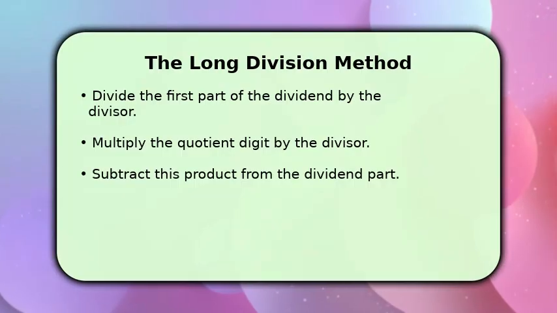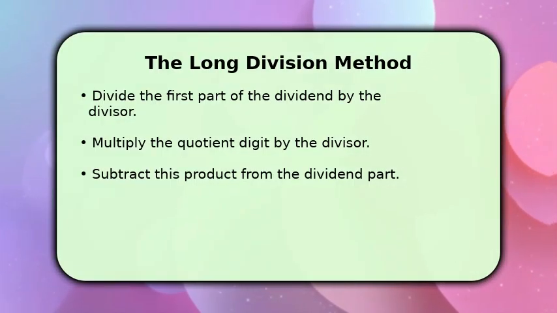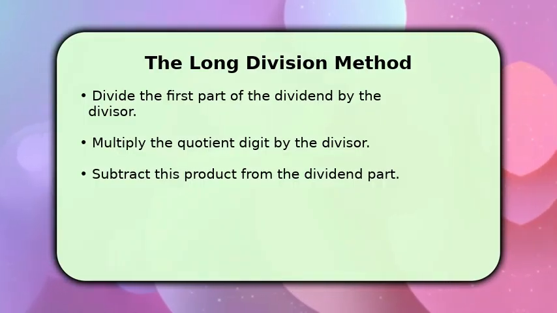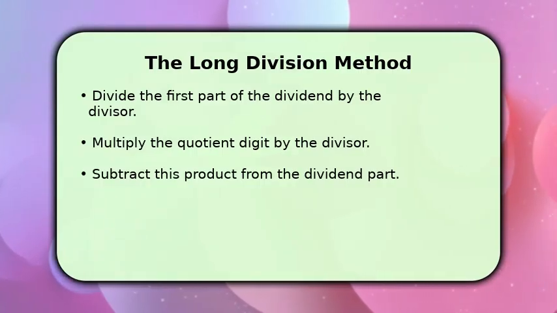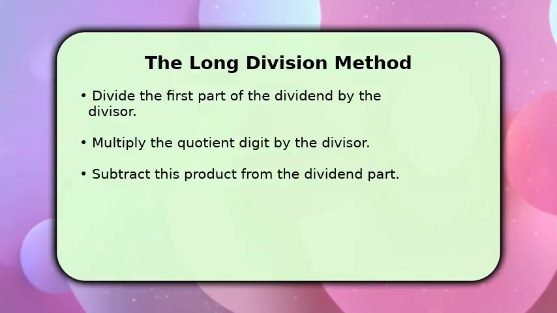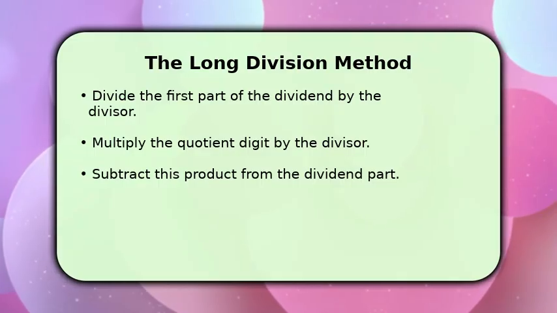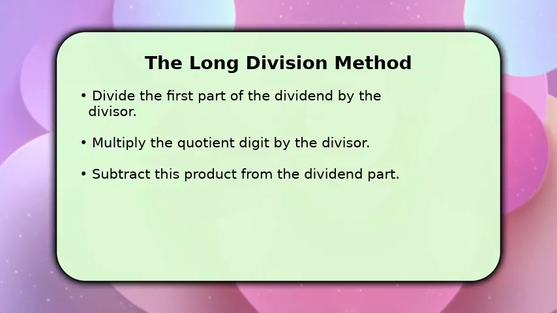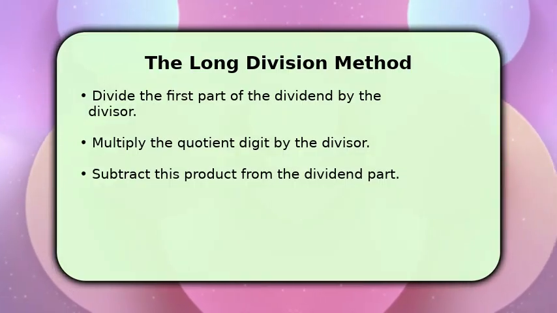Now, let's walk through the long division method, a reliable way to solve division problems. First, you divide the initial part of your dividend by the divisor. Next, multiply that quotient digit by your divisor. Then, subtract this result from the dividend section. Bring down the next digit to continue the process. You keep repeating these 5 steps until all digits are used up.